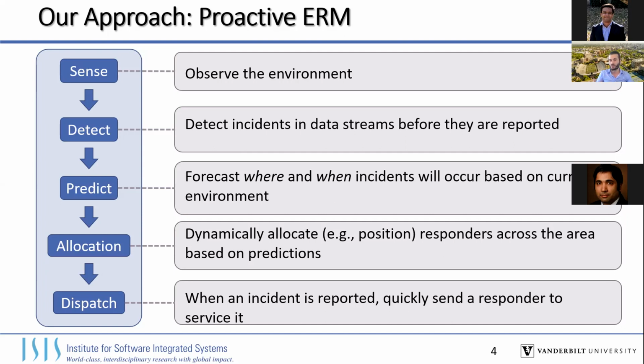So we can dispatch a responder even before receiving a 911 call if we are sure with a specific threshold or value for uncertainty. So that would be, for example, one strategy for detection.